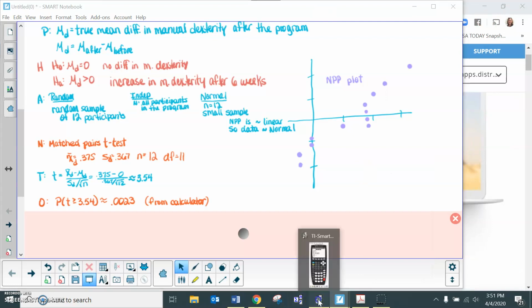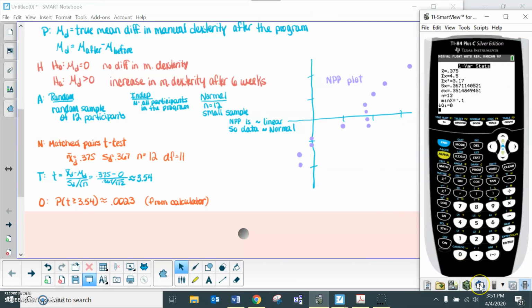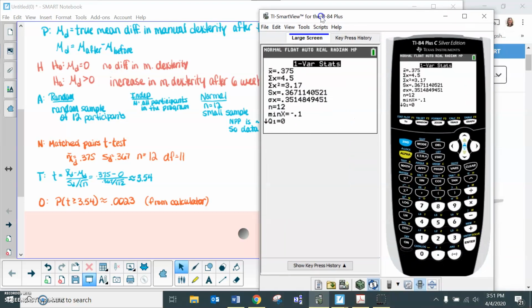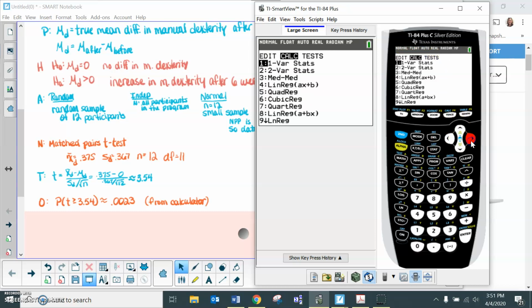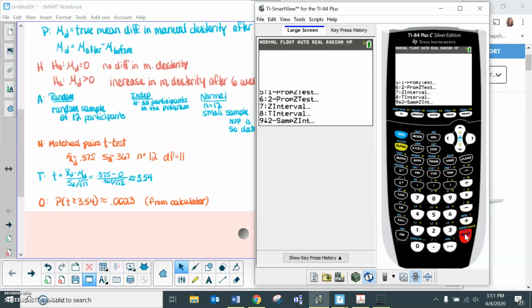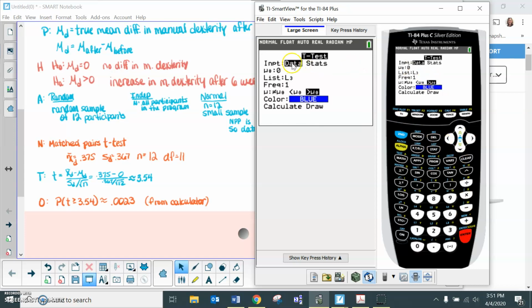Now, one thing that you might notice, what I've been wanting to share with you guys, and I haven't had a good way to share it until recently, let's take a look at what we have here. When I click stat, you might remember a couple chapters ago, if you scroll all the way to the left to tests, you think about what it is that we're doing. We are doing a matched pairs t-test. A matched pairs t-test is a one sample t-test. So what do I want to pick from this list? I want to pick number 2, a t-test. I hit enter.